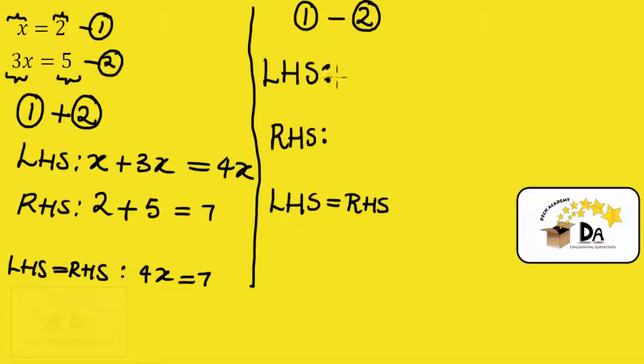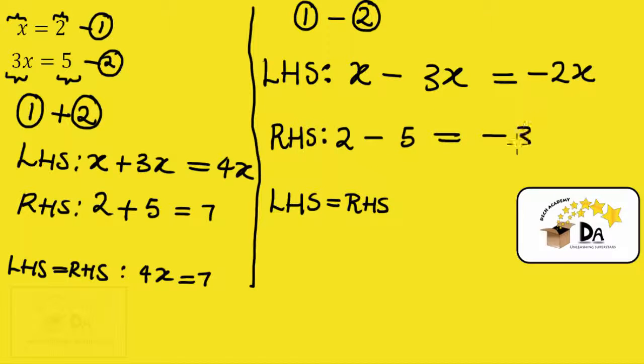So carrying out the left-hand side subtraction, let's look at the left-hand side of equation 1, which is x, minus the left-hand side of equation 2, 3x. That simplifies to give minus 2x. The right-hand side of equation 1 is 2. The right-hand side of equation 2 is 5. Simplifying this gives minus 3. So the result is minus 2x equals minus 3. That's the result of the subtraction of equation 2 from 1.